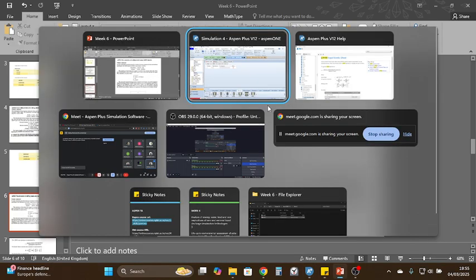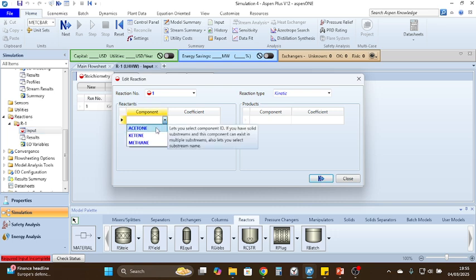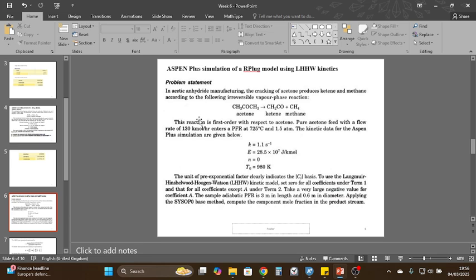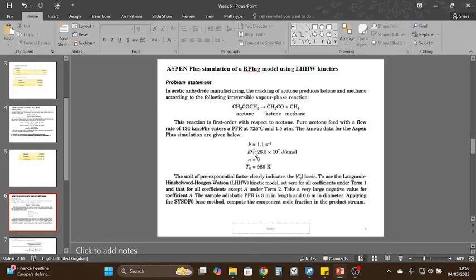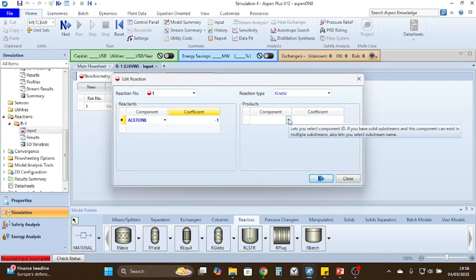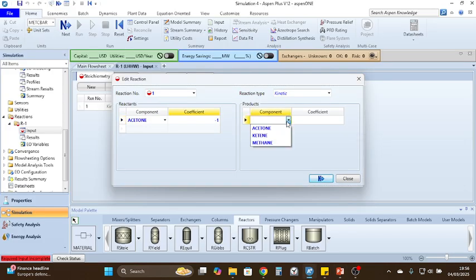We have acetone over here. Acetone, what will be the coefficient? All are 1, and this will be -1. Then this is ketene and methane.